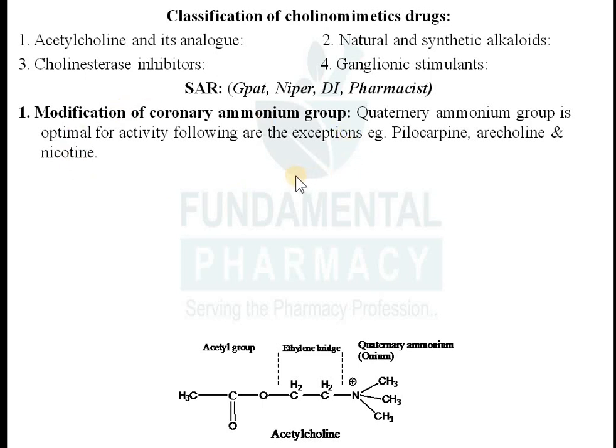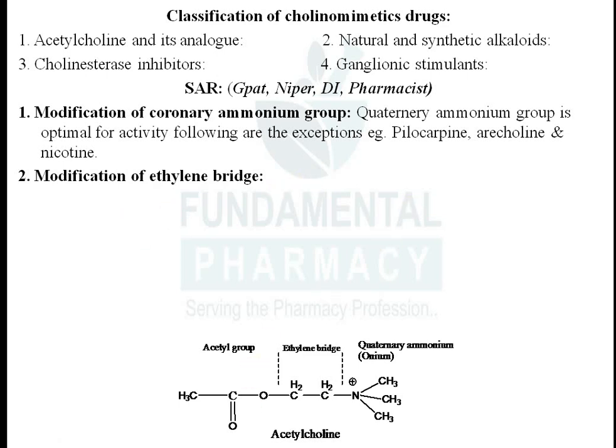So modification of quaternary ammonium group. The quaternary ammonium group is optimal for the activity. Following are the exceptions. Pilocarpine doesn't have a quaternary ammonium group, but it has a nitrogen in a heterocyclic ring. Still pilocarpine has cholinergic activity. Then arecoline is the alkaloid obtained from arecanut, which has a similar structure, so it is an exception. Nicotine also does not have any quaternary nitrogen in the structure, but still it has a tertiary nitrogen in the heterocyclic ring.